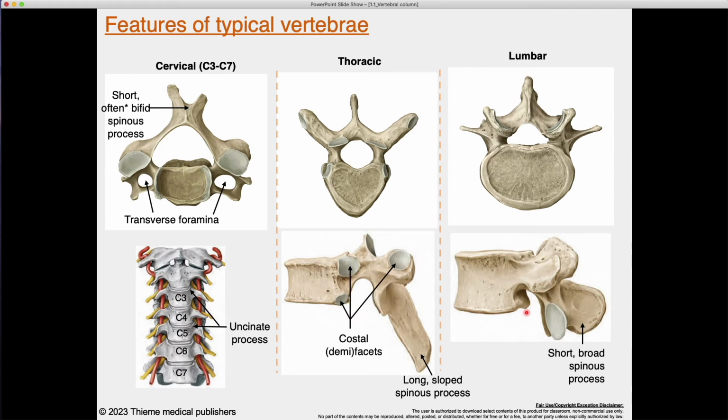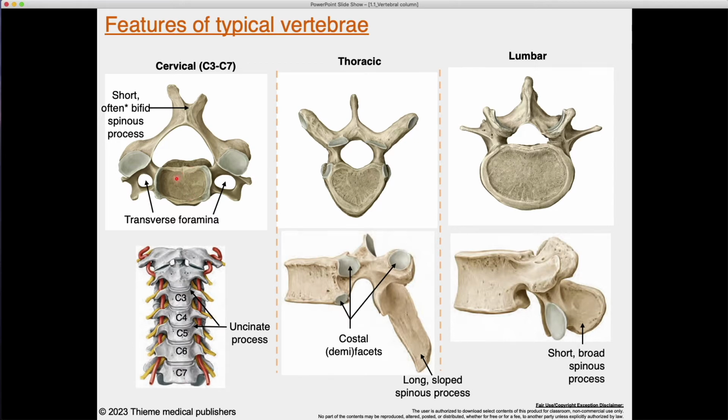Okay, so let's go back to anatomy and let's focus on the features of typical vertebrae. We're going to look at typical cervical vertebrae, which are cervical vertebrae C3 to C7. We're going to look at the typical thoracic and typical lumbar vertebrae. Later, we'll talk about the vertebrae that are not so typical. So, what are the features of typical cervical vertebrae? The body of cervical vertebrae is quite small, and that's because it's not so important for weight bearing.